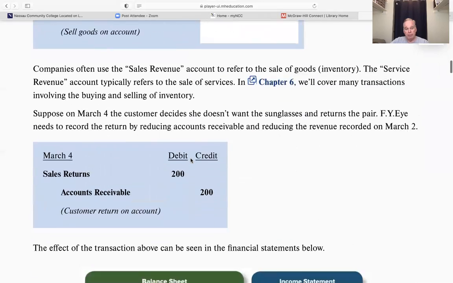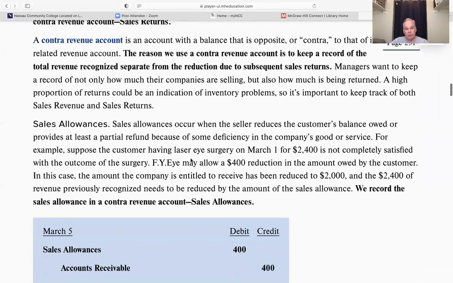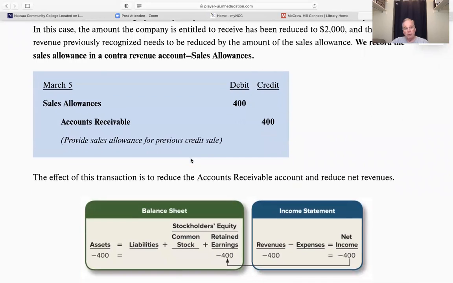A few days later, the patient realized the surgery didn't work. Patient's bumping into walls. Doctor decides, okay, I'm going to lower the price. So on March 5th, the doctor debits sales allowances and credits accounts receivable.